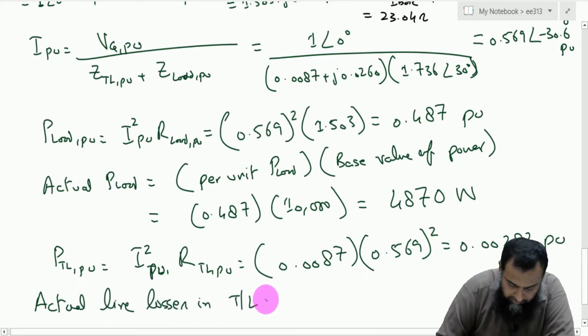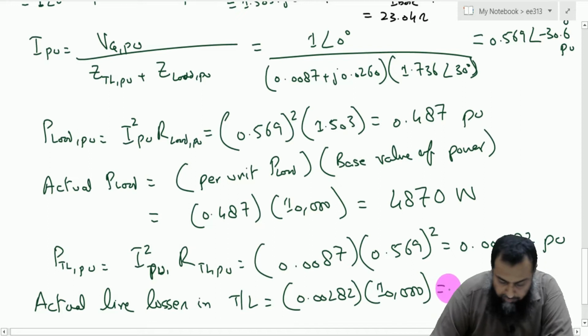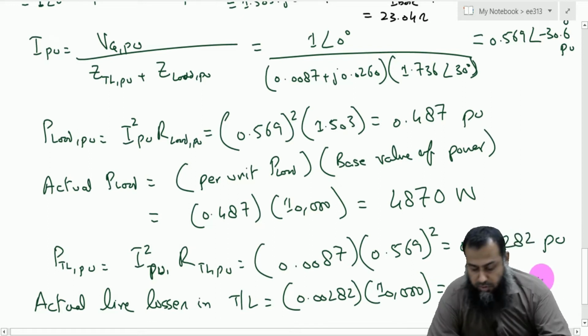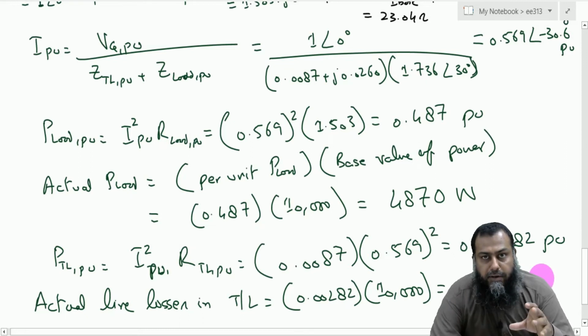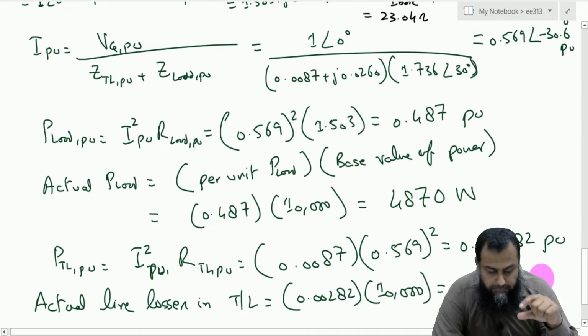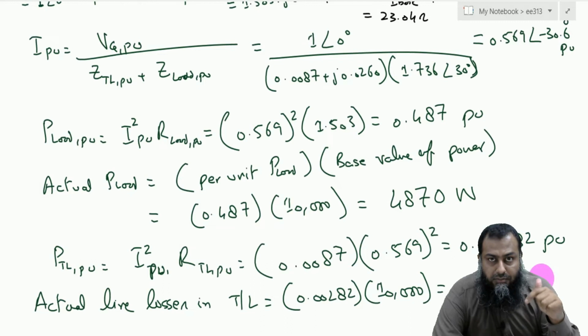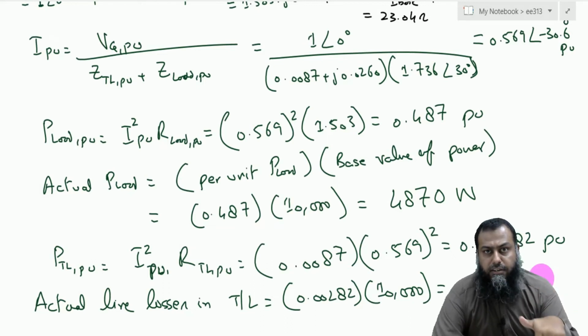That are equal to 0.00282 times the base power, which is equal to 10,000, and that turned out to be equal to 28.2 watt. So this is the total amount of power which is dissipated in a transmission line, and this per unit system is a very, very handy and important system as far as power engineering is concerned.